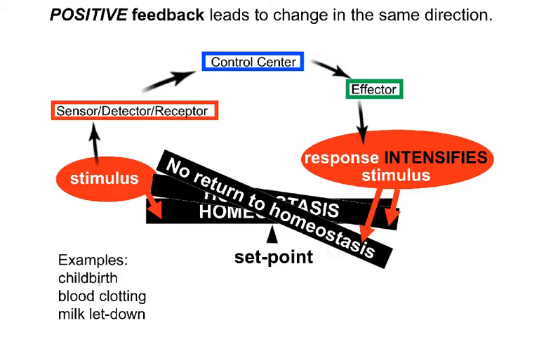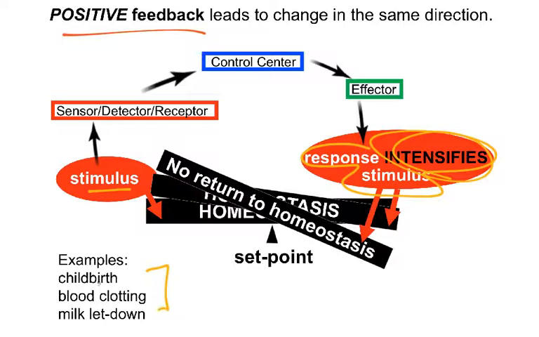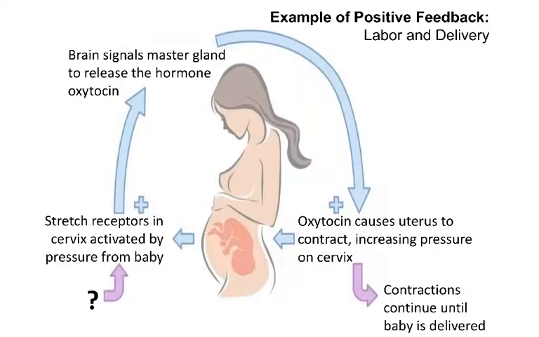Okay, so positive feedback leads to a change in the same direction. You've got the stimulus, and whatever the response is intensifies, it amplifies the original stimulus. The three examples that I can think of where you have positive feedback in a healthy body are childbirth, blood clotting, and the milk letdown reflex, which is the example I used just a little while ago.